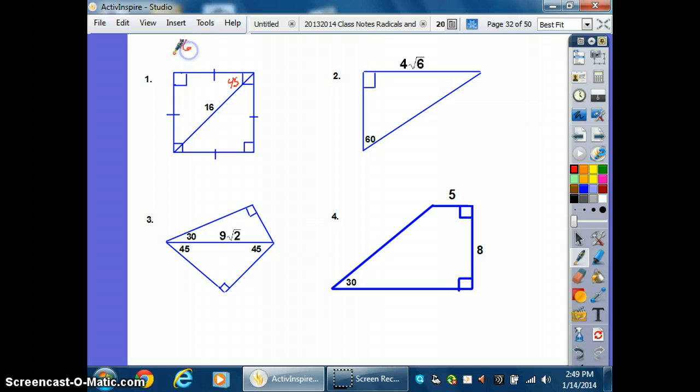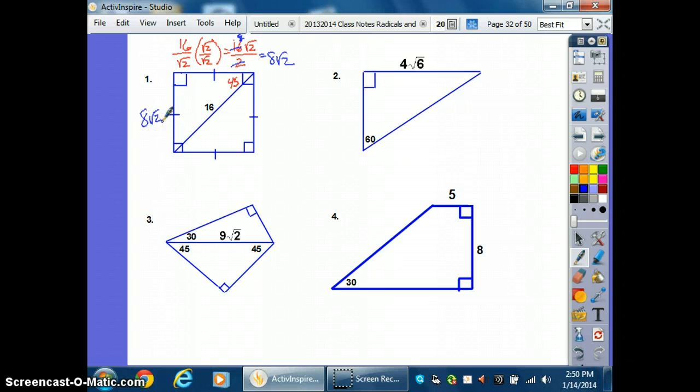16 divided by radical 2, I'll have to rationalize the denominator, and I'll end up with 16 radical 2 over 2. Radical 2 times radical 2 is radical 4, which is 2. We can cancel. So the answer is 8 radical 2. The sides are 8 radical 2.